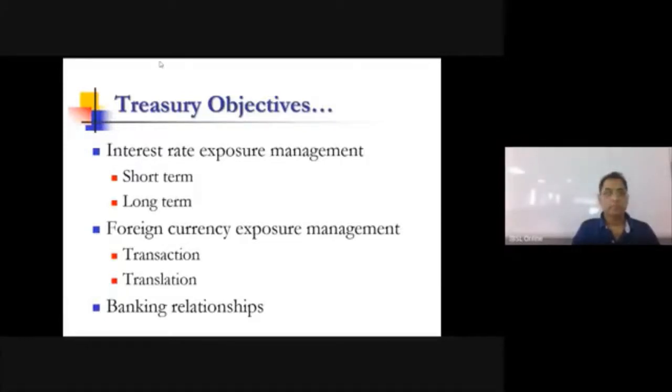So for interest rates, you have short-term and long-term interest rates. Short-term is usually below one year, so money markets and treasury bills all fall into the short-term interest rate management bit, product-wise. Long-term is anything beyond a year. So treasury bonds, debentures, and long-term corporate debt all fall into the long-term interest rate management, the product side.